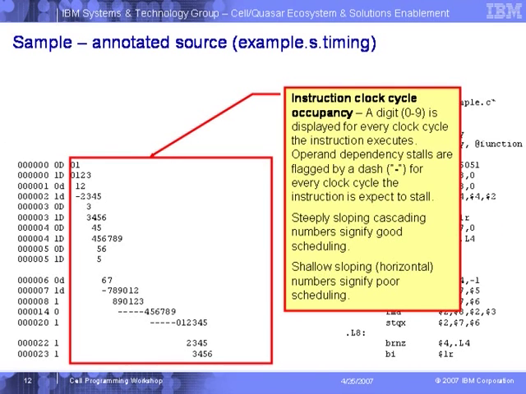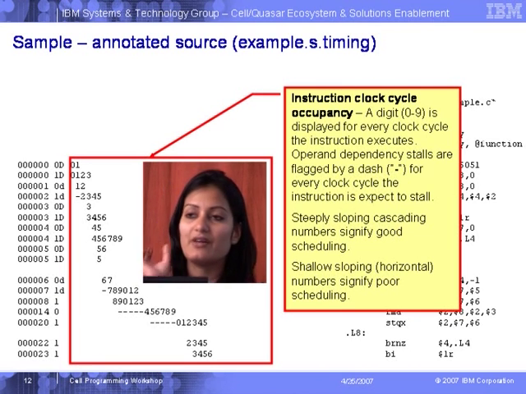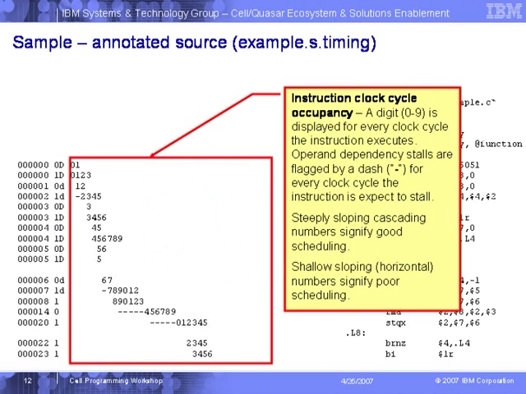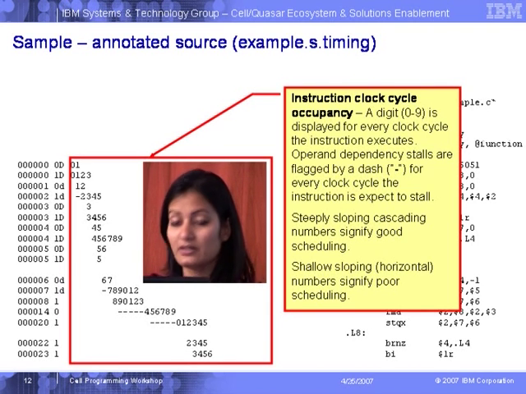Otherwise, you have to see, oh, there are some dependencies now, and try to rearrange, restructure the code so the dependencies are removed. Now, let's look at the third column. This is the pipeline instruction clock cycle, which denotes the instruction clock cycle occupancy. So there are different digits, 0 through 9. For every instruction clock cycle, there's a digit that will be displayed. And if there is a dash, that basically means there's a dependency. The instruction is ready to be issued, but it cannot be because there is some dependency with the previous instruction. So there is a stall, basically.